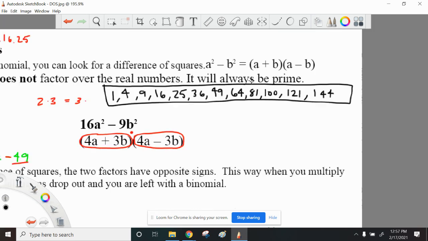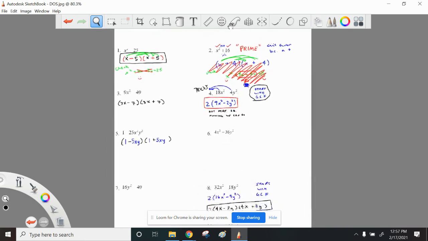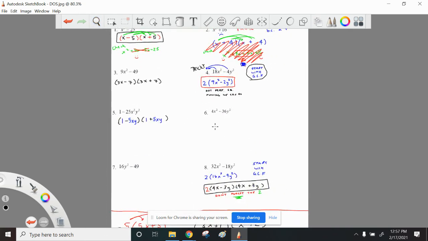So anyways, that is the notes. Hopefully this turns out to be not too bad. Number 6 and number 7, I'm sure you guys can handle those on your own.